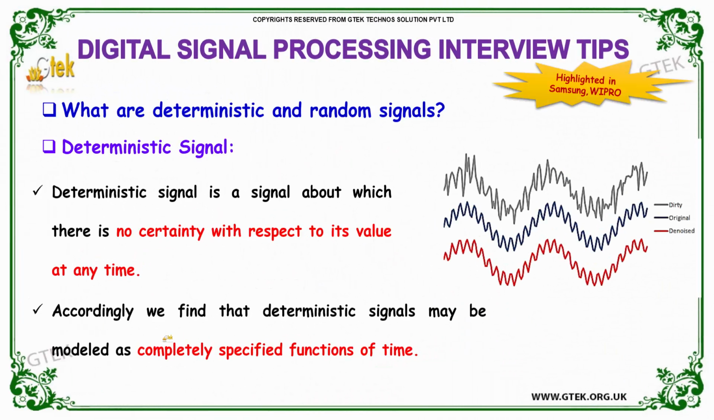Let's move on to the next question. What are deterministic and random signals? A deterministic signal is nothing but a signal about which there is no uncertainty with respect to its value at any time. Accordingly, we find that deterministic signals may be modeled as completely specified functions of time. So this is all about the concepts of the deterministic signal.